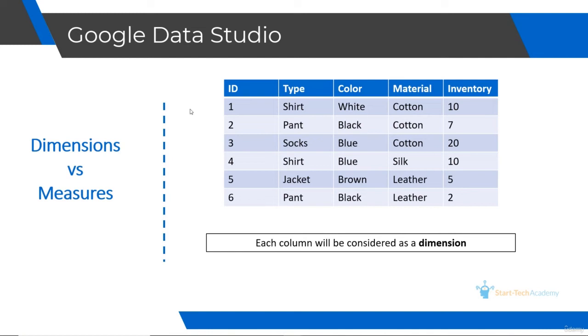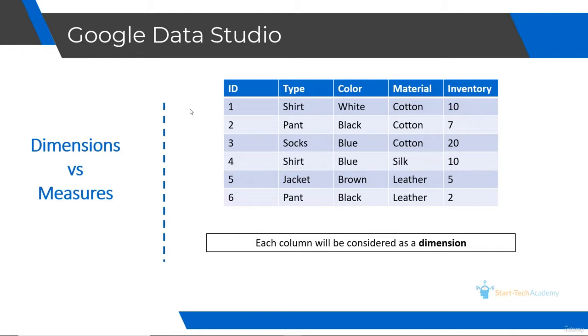Now I want to discuss the two most used terms. These are dimensions and measures, and let me explain this using an example. Suppose I have this data in my database. Here I have 5 columns: ID, type, color, material and inventory.